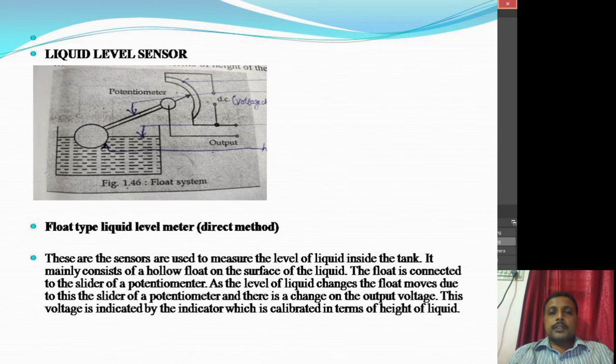Due to this, the slider of the potentiometer will also change its position. Due to the change in position, the output voltage will change. This voltage is then shown by the indicator, which is calibrated in terms of height of liquid.